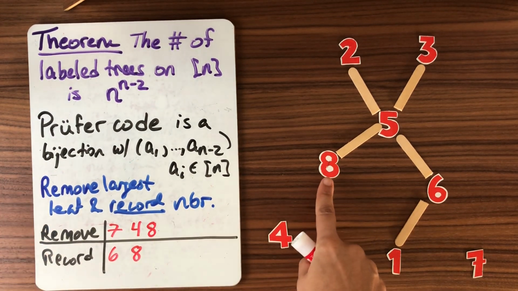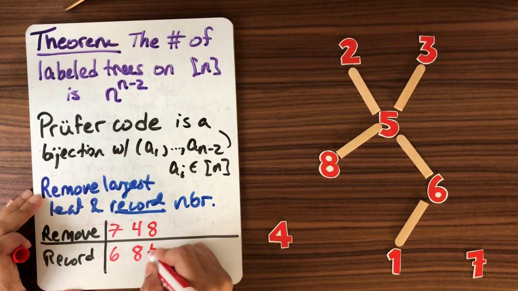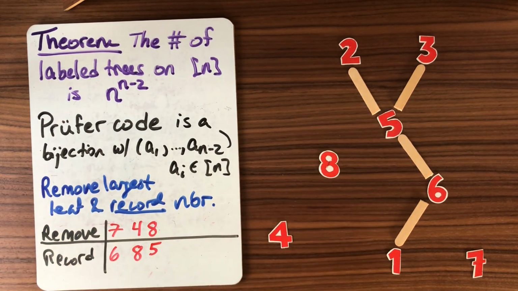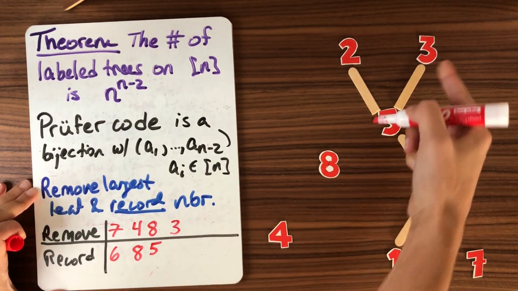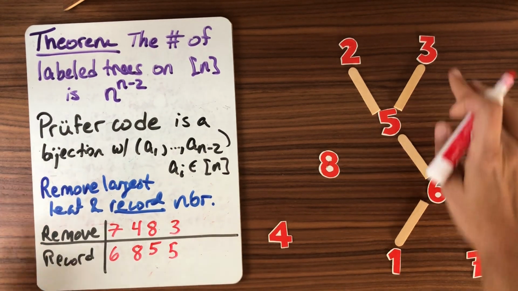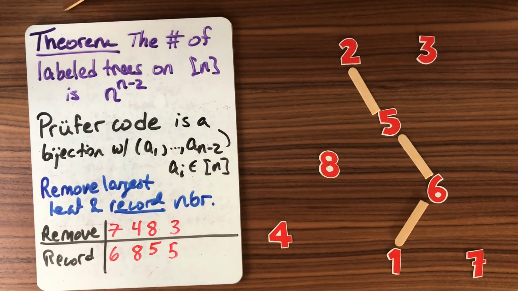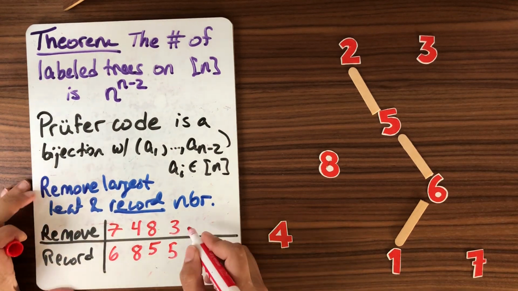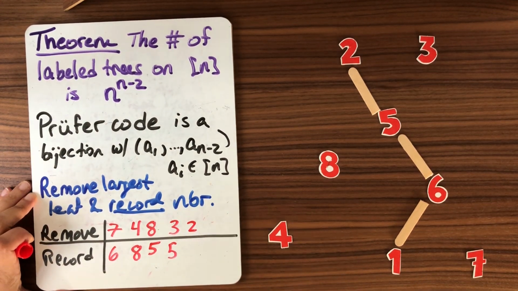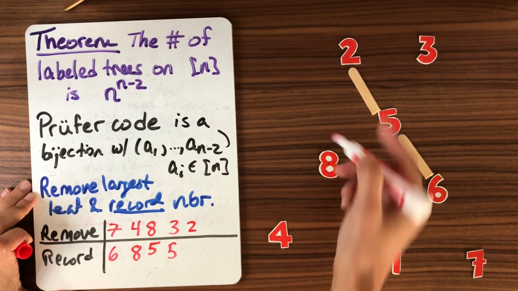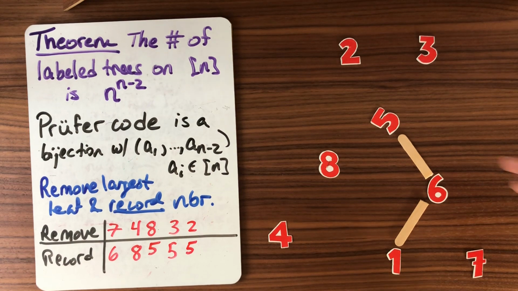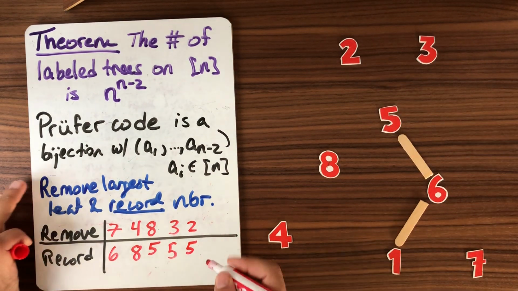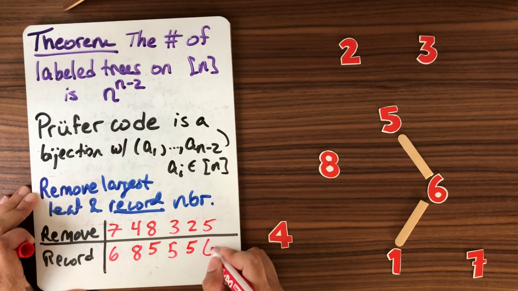Again, I'm going to record its neighbor, 5, and remove it from the tree. Now my leaves are 1, 2, and 3. So 3 is the biggest leaf. 3's neighbor is 5. So we'll take that one off. Now what do I have? Well, 1 and 2 are my leaves. 1 is never going to get removed till the end, right? 1 will never be the largest leaf. So 2 is going to be removed. We're going to record the 5. Now we're down to this. 5 is my biggest leaf. 5's neighbor is 6.